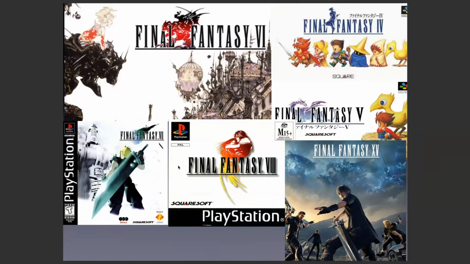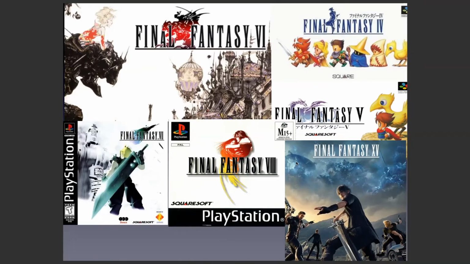If you know any of this, a lot of the characters are named Latin names, right? The newest being Final Fantasy 15. The main character's name is Noctis, which comes from Latin. His name comes from the word for night, for nighttime.